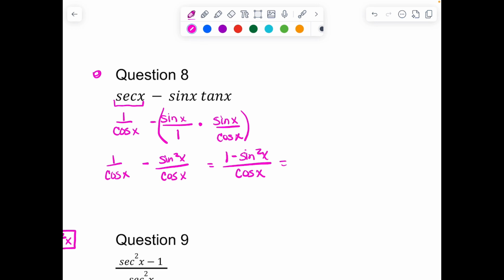And then if we look again at this, we think, oh, there's a property there that we can use, the Pythagorean identity. So 1 minus sine squared of x is the same thing as cosine squared of x all over cosine of x. And then we have 1 down here and 2 up here. So this reduces, this goes away, and this reduces to 1. So we're left with just cosine of x.